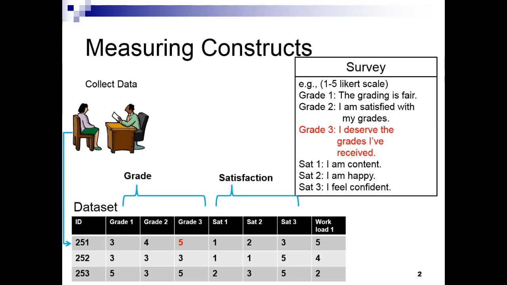The set of items from our survey, now entered as columns in our data set, together measure the constructs we are interested in. For example, grade 1, 2, and 3 comprise the construct called grade.